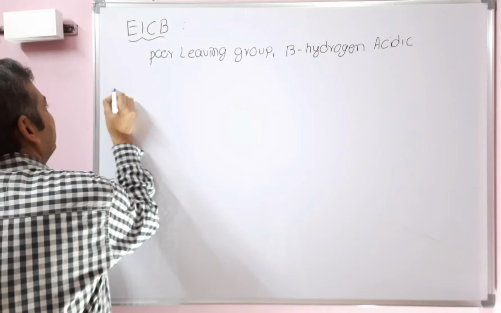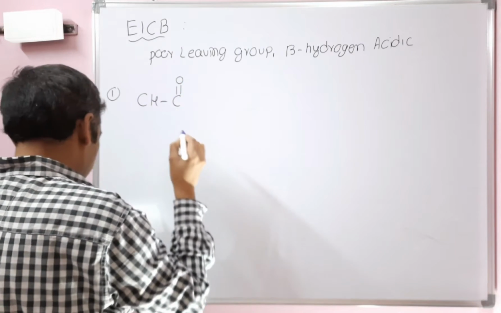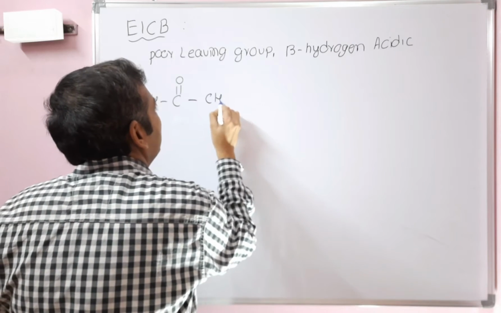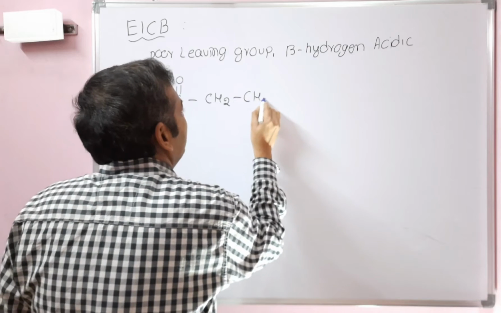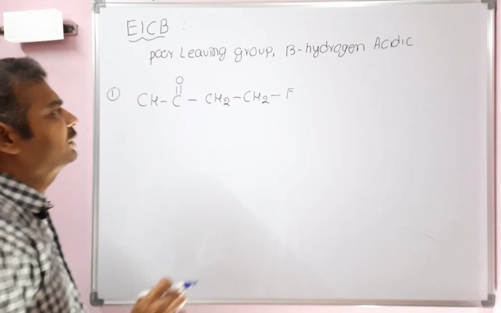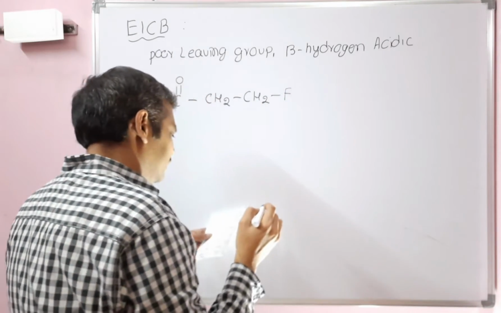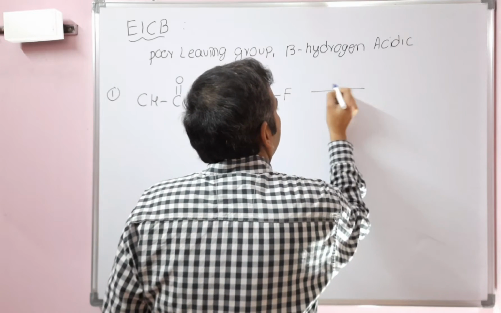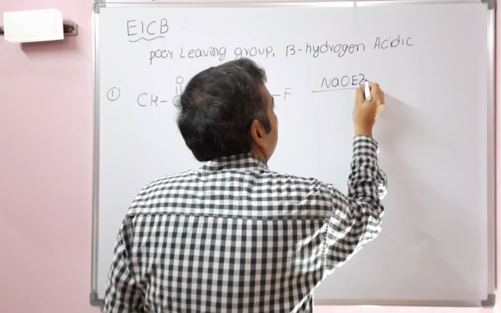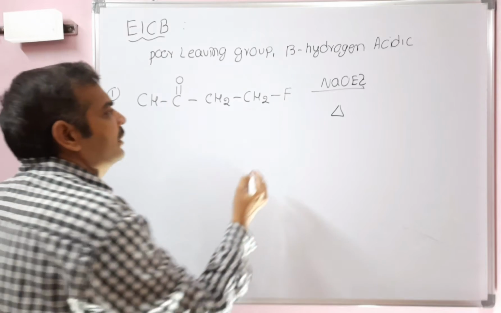Start with the first example: 1-fluoro-3-oxo-butane. First check whether it will undergo an E1CB reaction in the presence of sodium ethoxide as a base at high temperature.